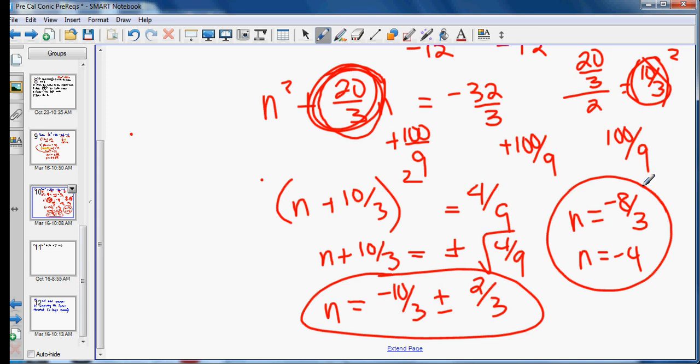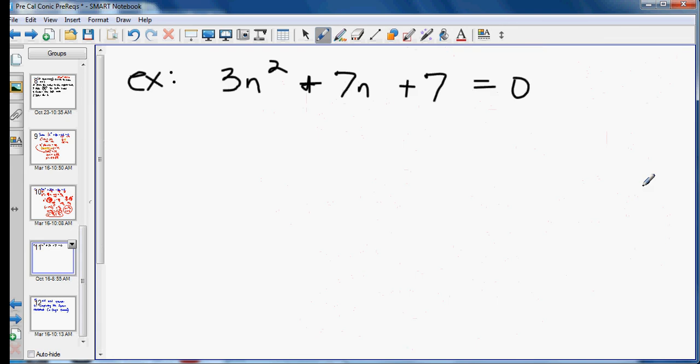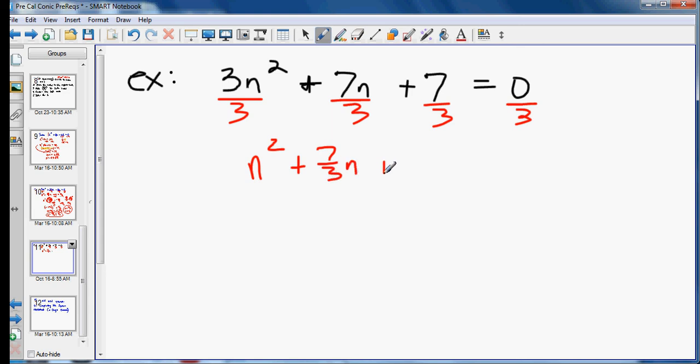Now I admit that one was a trickier one. I believe this last example is still going to make us divide, and I think it will also actually be tricky here too. But we will press on. This is our last example. Step number 1, we divide everything by 3 because we've got to make sure the coefficient in front of the n squared is just 1. We get n squared plus 7/3 n plus 7/3 equals 0.